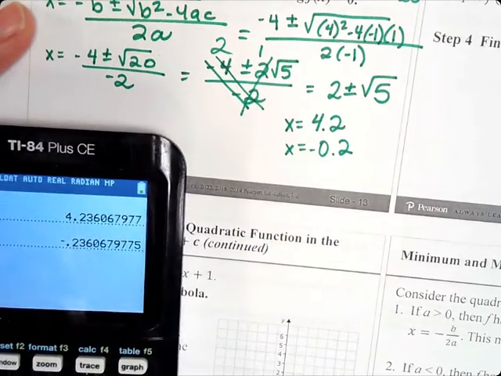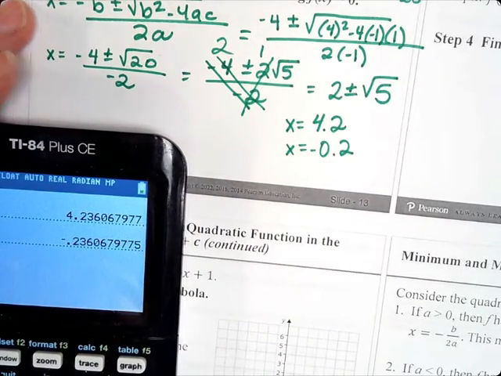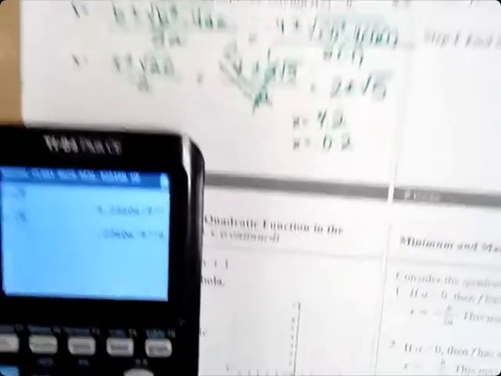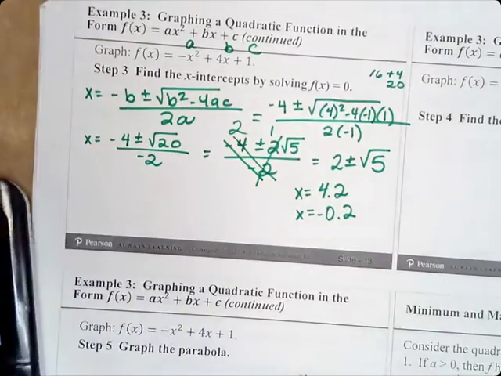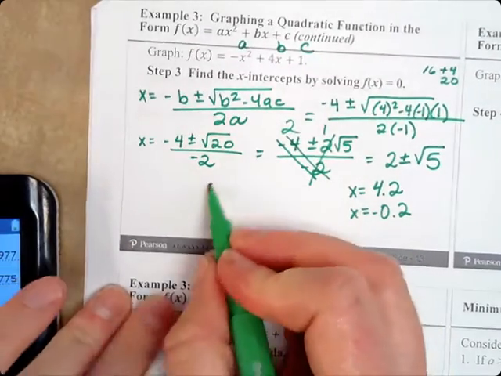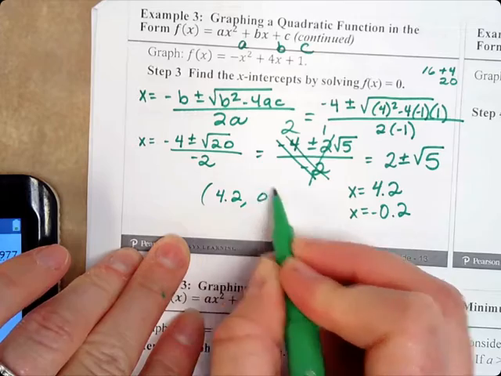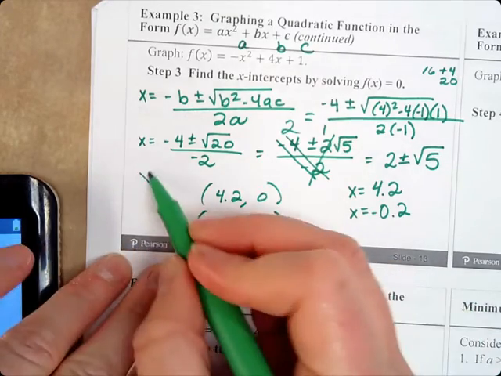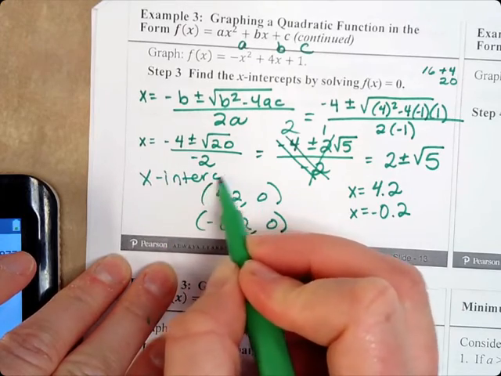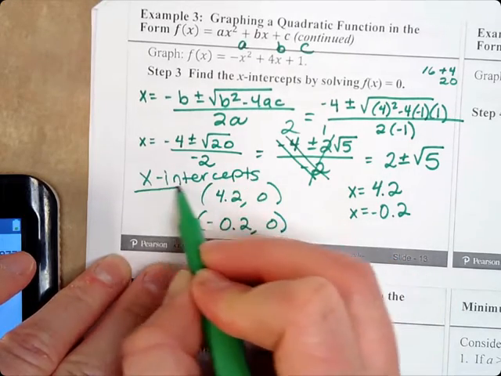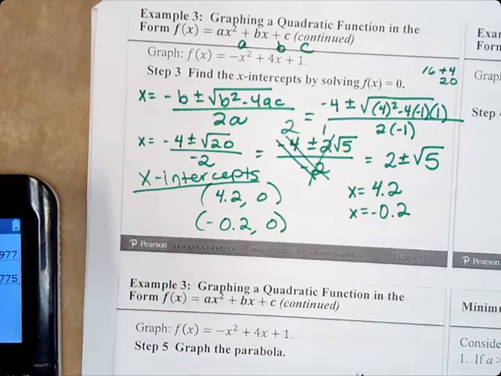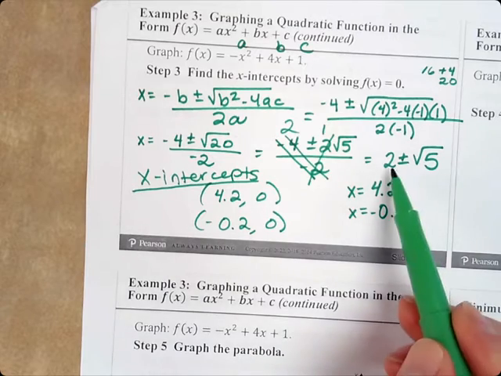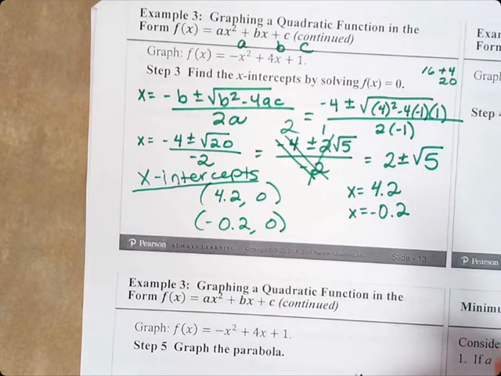It's plus or minus. It can be negative 2. So your two intercepts are decimals. So it'd be 4.20 and negative 0.20. These are your x-intercepts. So if you're asked for the exact x-intercept, you can find it using your quadratic formula.